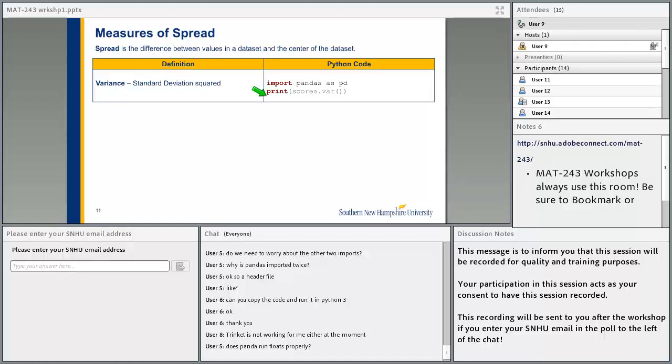What's the other measure of spread? It's the variance. The variance is nothing but the standard deviation squared. So if you know the standard deviation, you just square that, you should get the variance. So if my standard deviation is square root of 10, if I square that, I get 10. That's my variance. Python code, you import pandas, and then you do print scores.var. Here I don't have the line which says scores equals pd.read_csv, but you still need to do that.